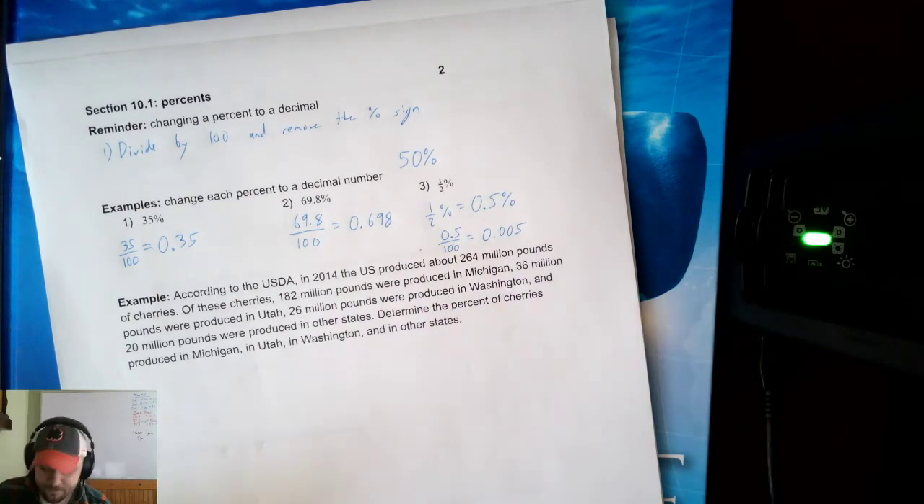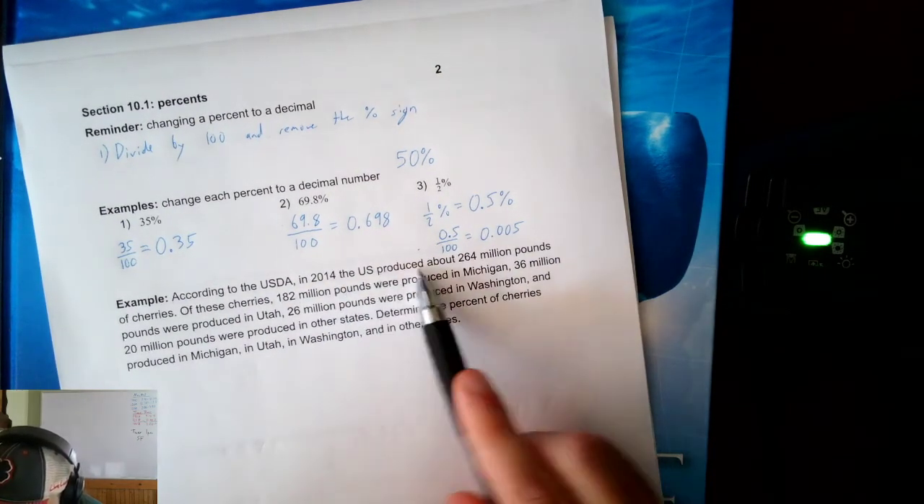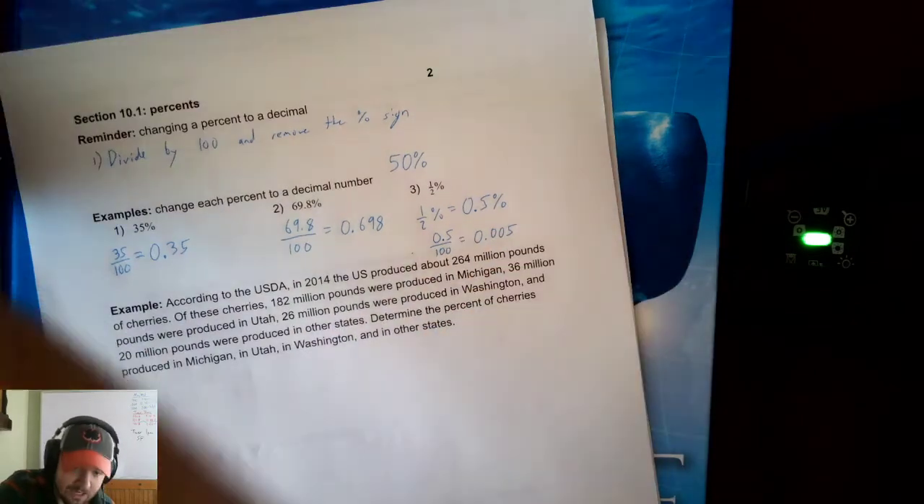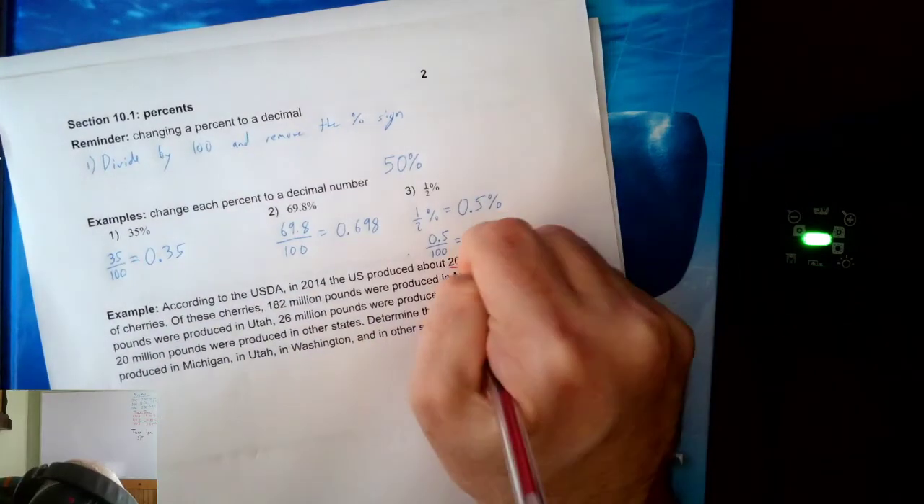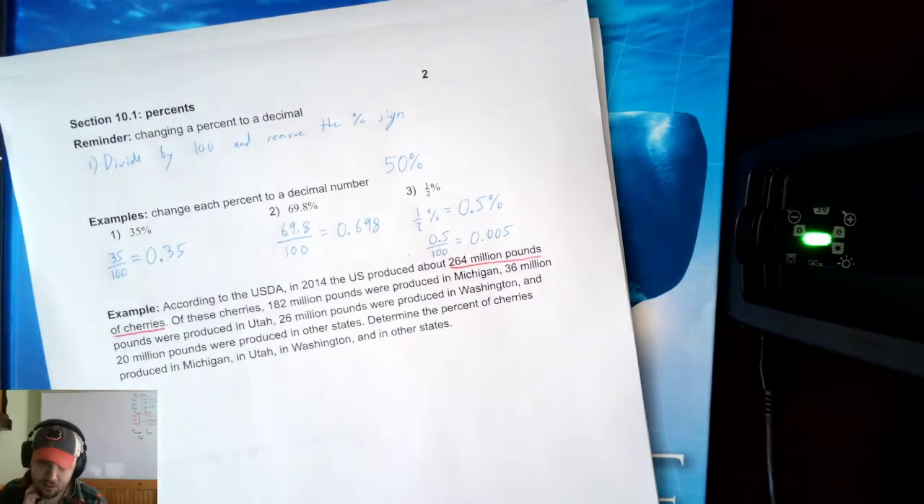So let's look here. It says, according to the USDA, in 2014, the U.S. produced about 264 million pounds of cherries. So I'm going to underline that number. That seems like a good number to know. That's the total amount of cherries we produced. Let's see.